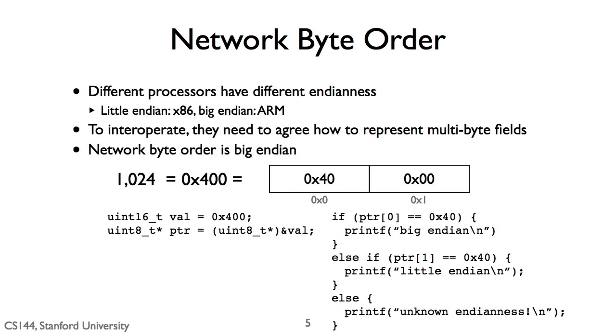So protocol specification bodies typically pick one and stick with it. For the internet, this means big endian. All protocols that are internet specifications use a big endian format.